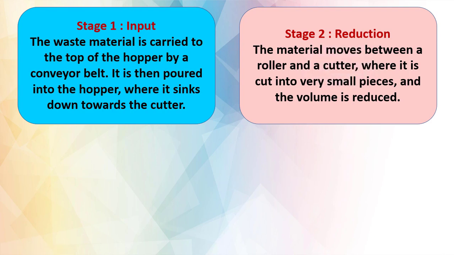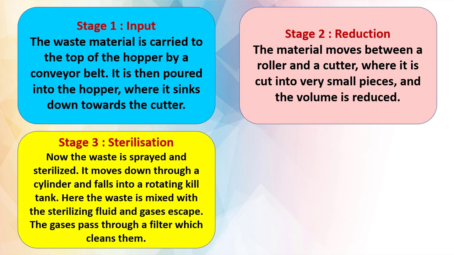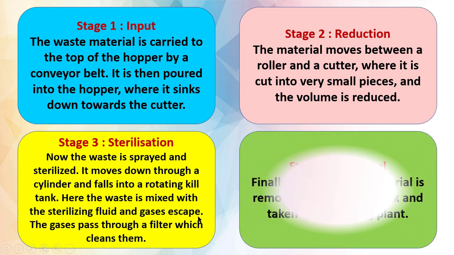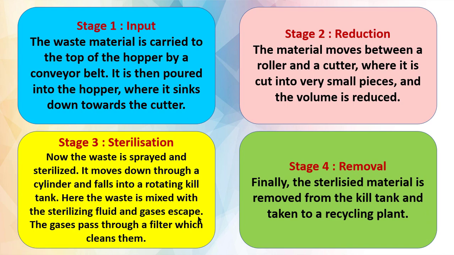Stage number 3, sterilization. Now the waste is sprayed and sterilized. It moves down through a cylinder and falls into a rotating cool tank. Here the waste is mixed with the sterilizing fluid and gases escape. The gases pass through a filter which cleans them. The final stage, removal. Finally, the sterilized material is removed from the kill tank and taken to a recycling plant.